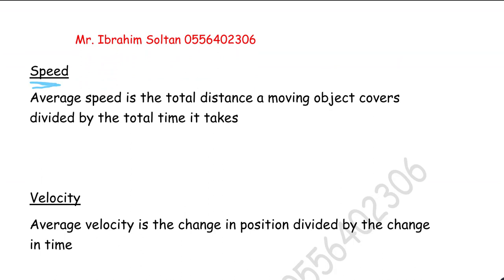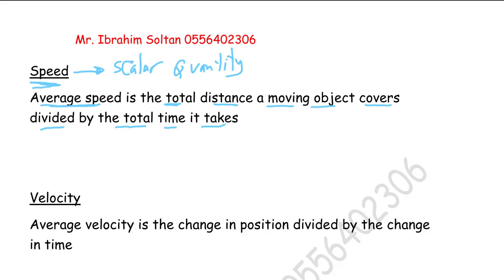Speed, average speed, is the total distance a moving object covers divided by the total time it takes, and it is a scalar quantity. It has only magnitude or numerical value and it doesn't have a direction.